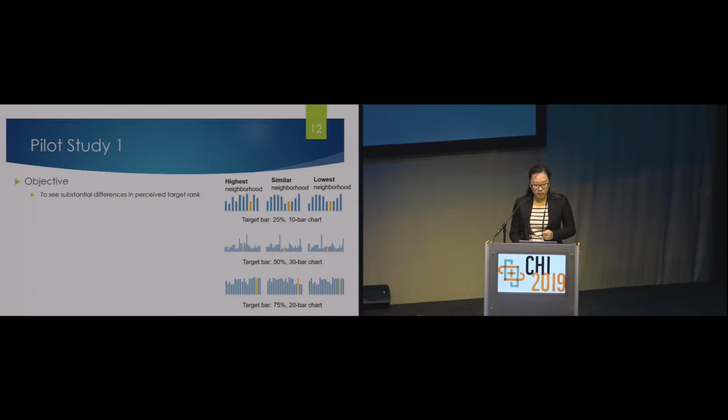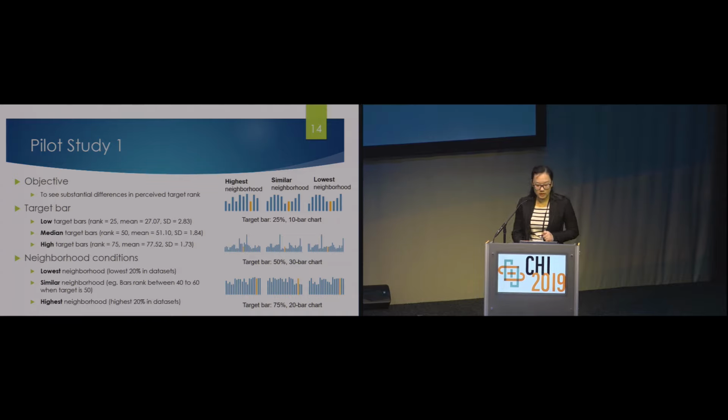In pilot study 1, we hope to see some substantial differences in the perceived target bar rank when it is in different neighborhood conditions. In this study, we construct 9 conditions in total. We first chose 3 target bar levels: the low target bar groups ranked at 25, the medium bars ranked in the middle, and the high bars ranked around 75. We also generate 3 neighborhood conditions for each of these target bar levels: the lowest neighborhood, the similar neighborhood, and the highest neighborhood. Please note that the width of the neighborhood is always fixed to be 20% of the whole chart.